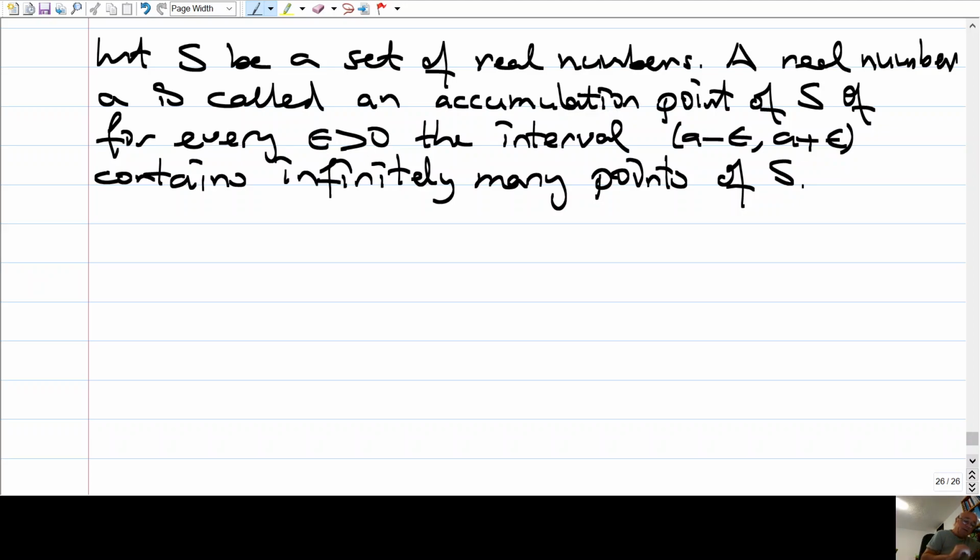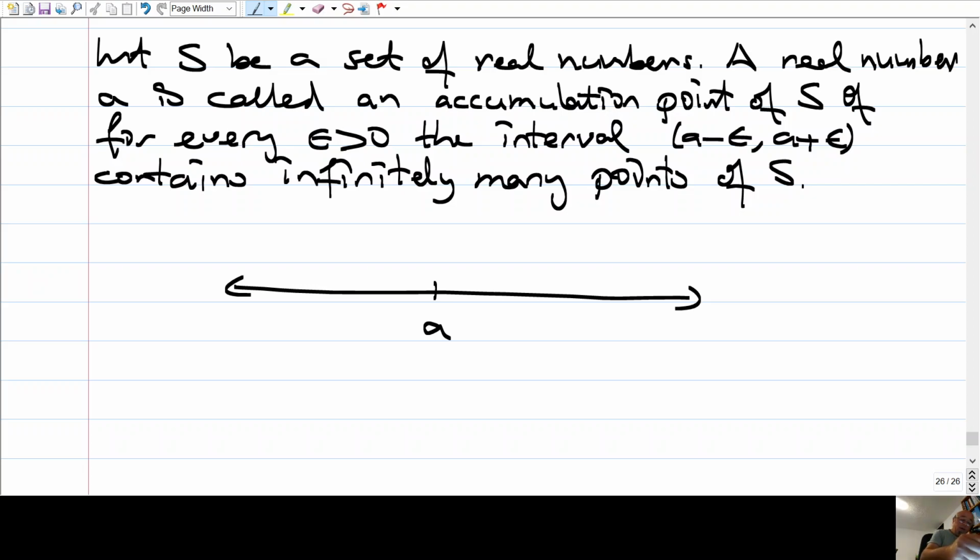So let me try to explain this on a picture. So this is, let's say, the real axis, and I have a set S. A real number a is an accumulation point of this set S if the following happens.